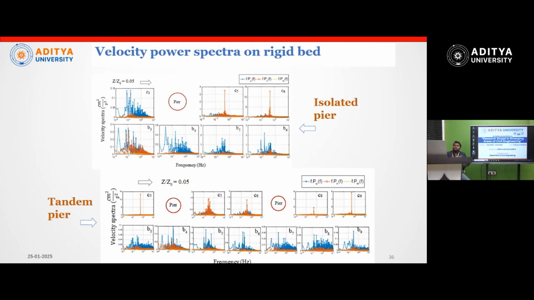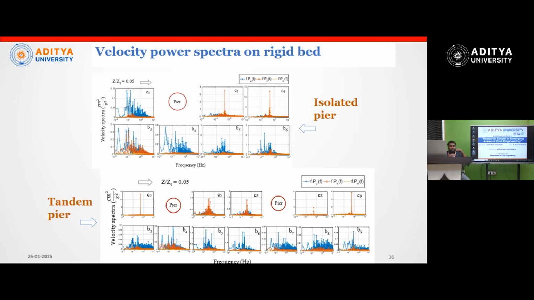On the screen we can see, above is the isolated pier and below is the tandem pier case. In the isolated pier case, the blue color is the x direction velocity, red color is the y direction, meaning transverse direction velocity, and yellow color is the vertical direction velocity. Upstream, of course, the u direction velocity is high, but behind the pier, the red color is getting a significant peak, meaning transversal motion of the particles is identified. So this we can see in the power spectral analysis.